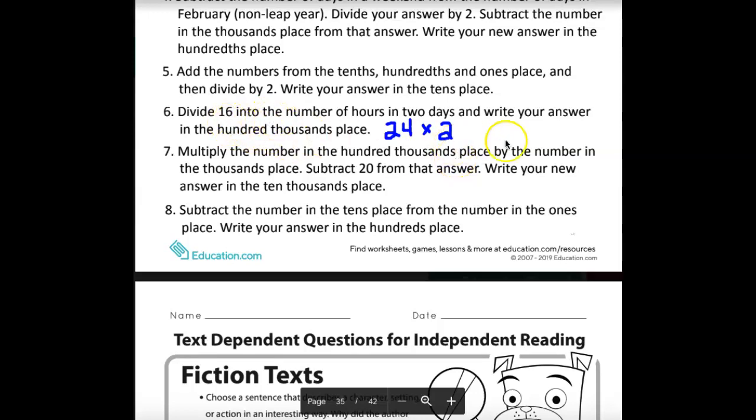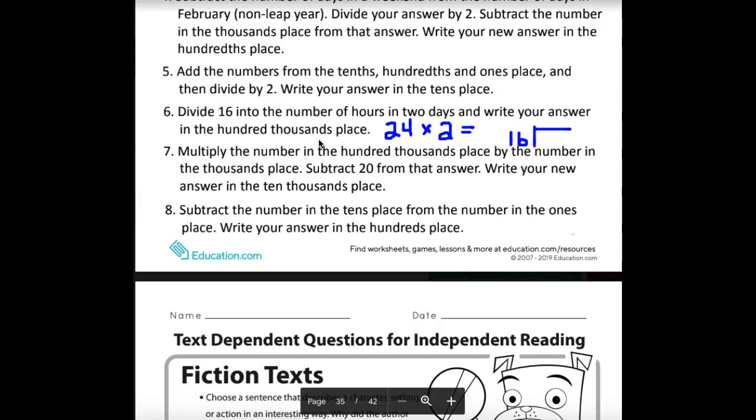So divide 16. Once you get this answer, whatever you get for that answer, you are going to put here and divide by 16. Now, remember how to do that? We guess and check. So put 16 times a 1-digit number until you get that number. All right, and then put that in the thousands place.